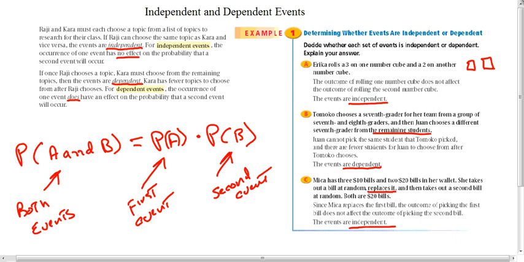Okay, so what I'm going to do next is put up a couple problems for you to work and bring those in, and let's see how well you do. Independent and dependent events.